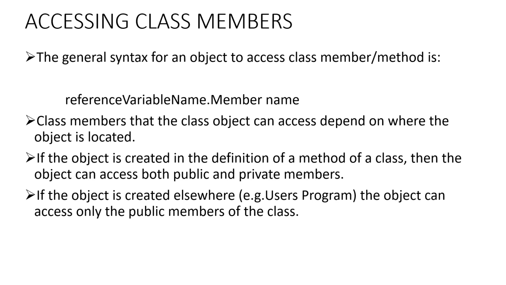Then, how does a class access the class members? The general syntax for that is reference variable name dot member name. The way you access the class members depends on where the object is located. For instance, if the object is created in the definition of a method of a class, then the object can access both public and private members. But if it is created elsewhere, for instance in the user program, that means the object can access only the public members of that class. You will understand this better as we go on.